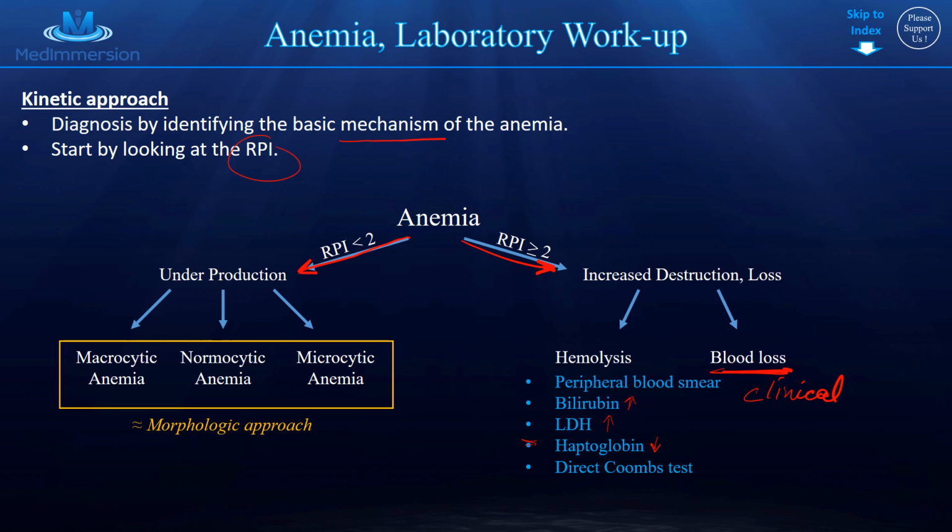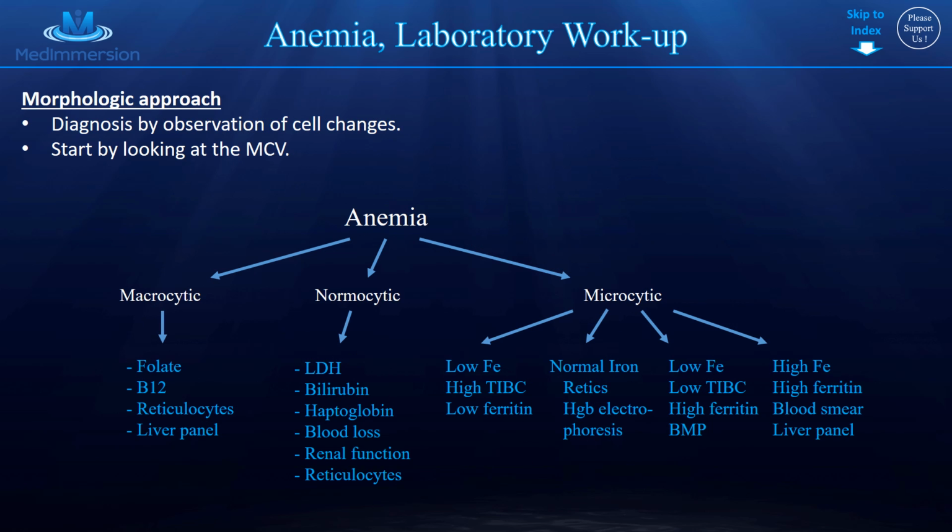Well, let's switch around and go back over and look at the morphologic approach. The morphologic approach is a little bit more old school, however, still very useful. Number one, because it is part of the flow for the kinetic approach. You're going to need to go down this route anyway if you have a low reticulocyte production index. Also, this is maybe a little bit easier to do in a small clinic where you might not have a machine to count reticulocytes, but you can get a CBC and a mean corpuscular volume, or an MCV. So there is still value here.